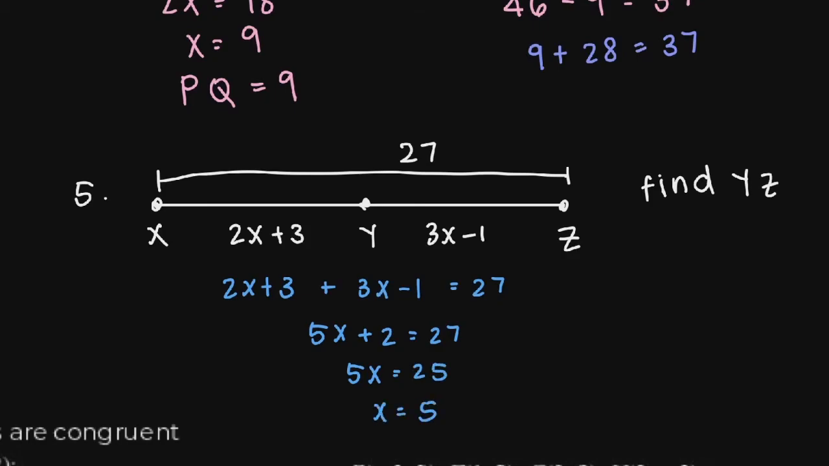But our answer isn't 5 because we're looking for YZ. So to find YZ, we're going to plug in 5 for x and solve for YZ. So we would get 3 times 5 minus 1. So that'll be 15 minus 1, which is 14. So that means YZ equals 14.